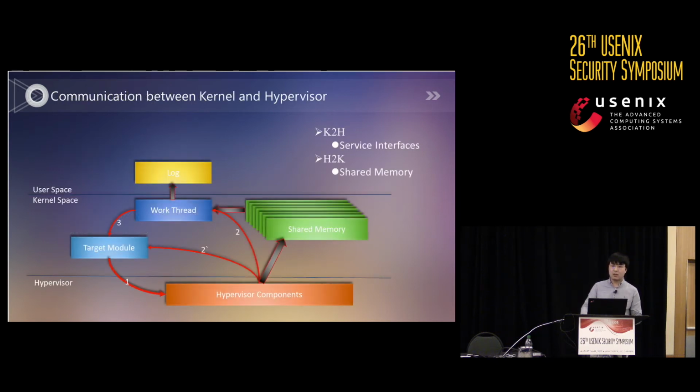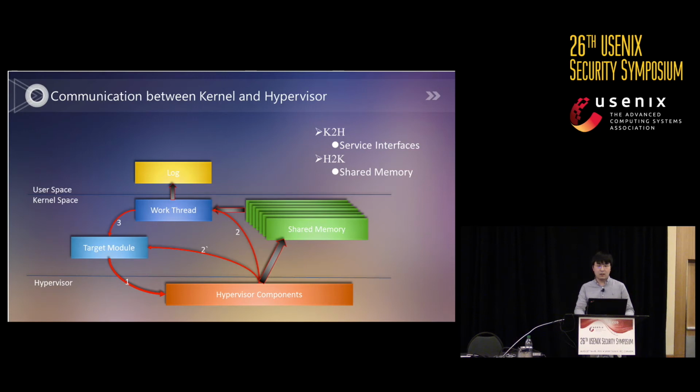At last, we will discuss the communication mechanism of Digtool. It contains 2 aspects: kernel to hypervisor and hypervisor to kernel. Kernel to hypervisor is mainly implemented through a set of service interfaces. This service interface invokes the VMCALL instruction that triggers a VM exit. Thus, the service routines in the hypervisor can handle the request.